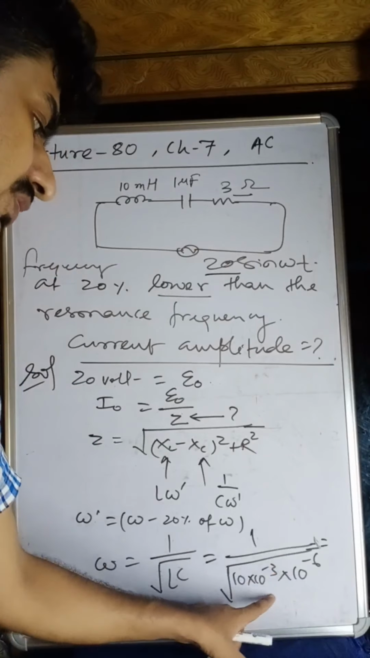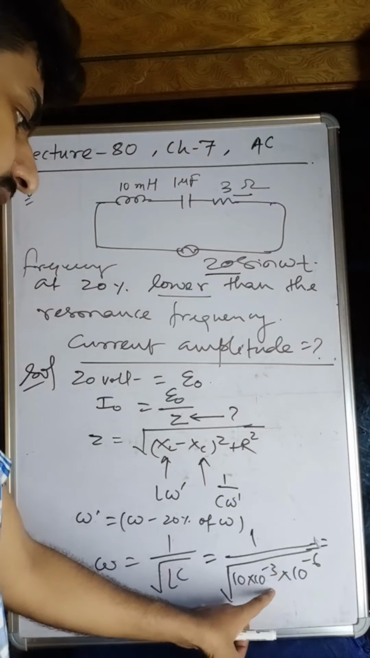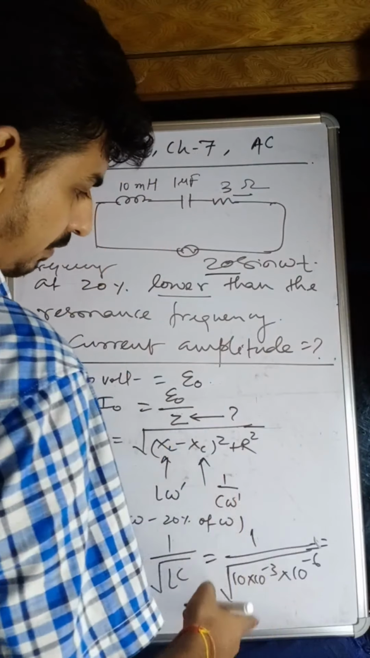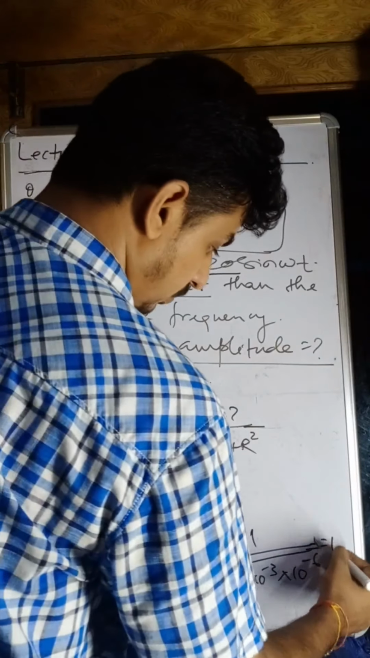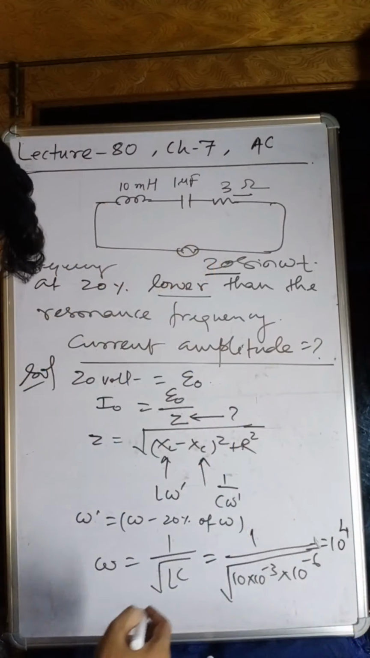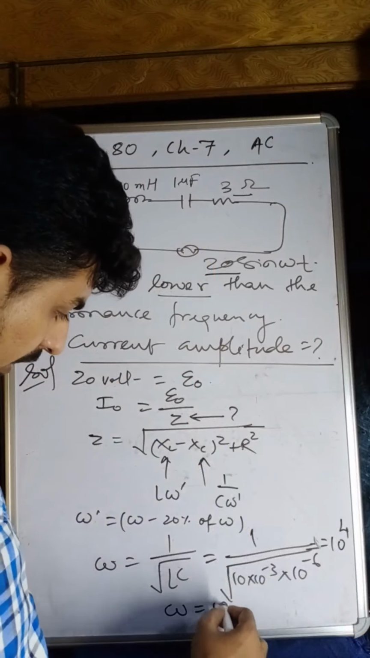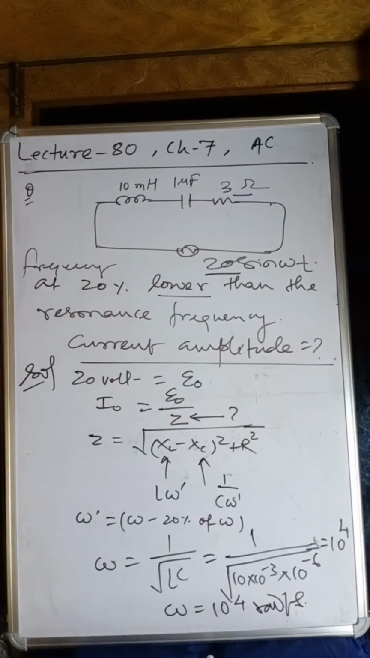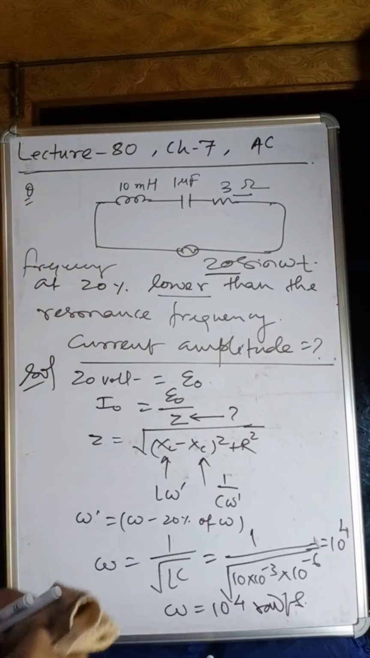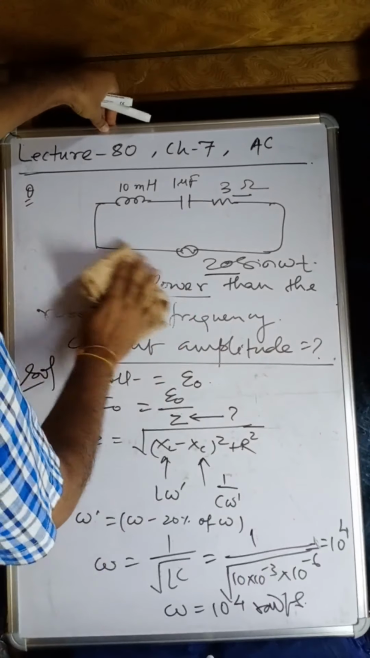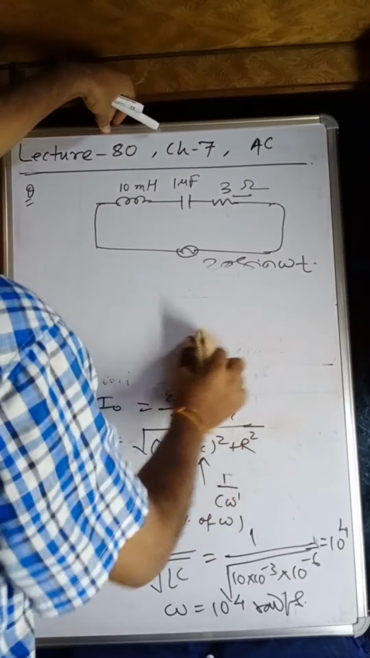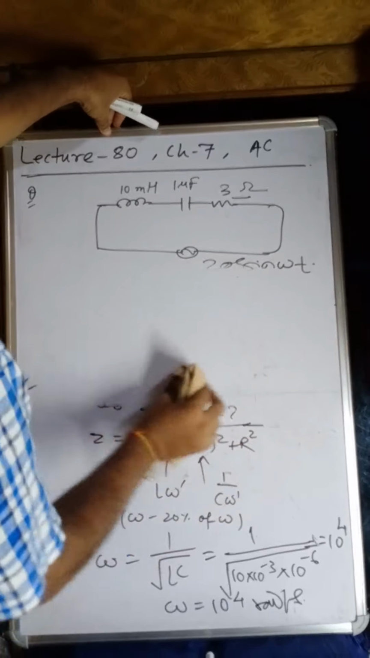Alright, 10 to the power minus 3, and this is 9 and 8. 10 to the power 9, and it will be 10 to the power 8 minus 8. It will be 10 to the power minus 8, root 10 to the power minus 4. So 10 to the power plus 4. Omega we have now 10 to the power 4 radian per second. Okay, so we got the actual frequency. Actual frequency, what we got, my dear student? So we got the actual frequency as 10 to the power 4.